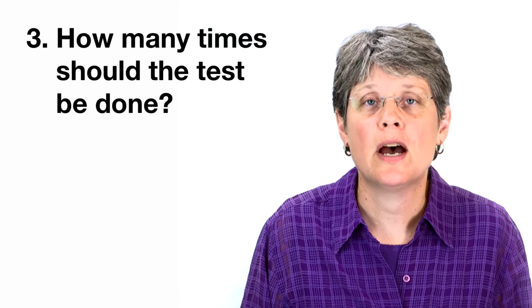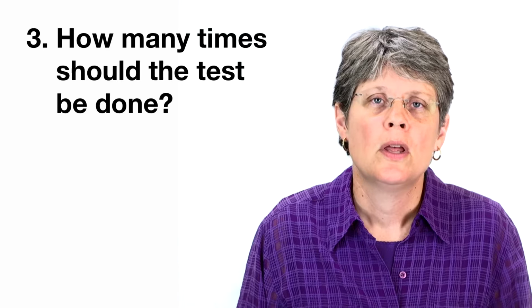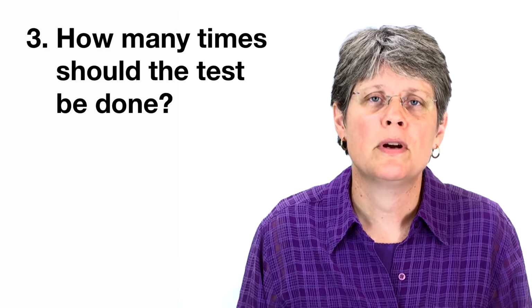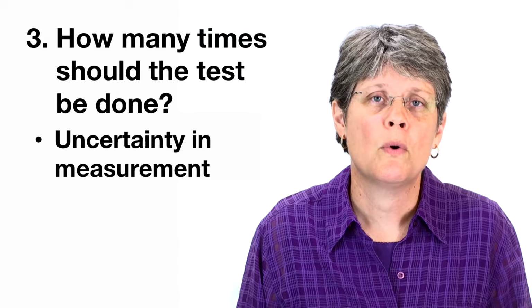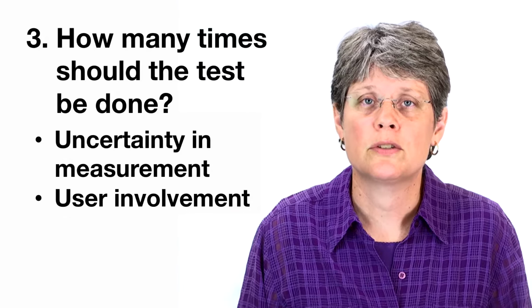The third step to setting up a test is to answer the question, how many times should the test be done? The number of times a test should be done can depend on a number of factors, including things such as the uncertainty in the measurement or involving users with opinions or feelings. One strategy for calculating the number of tests is called design of experiments. Doing a calculation with design of experiments allows you to estimate the number of tests you will need in order to get a statistically significant result. However, students are often constrained by practical factors such as accessibility to users, time, and cost.